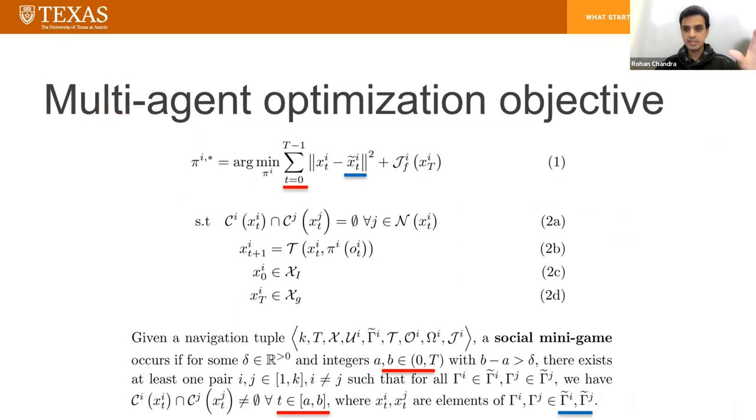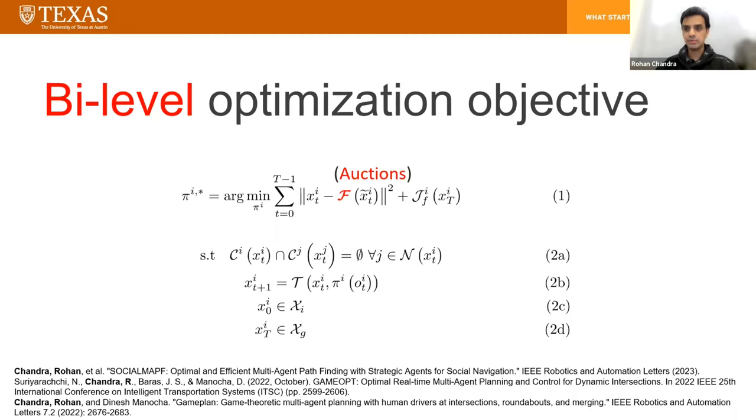Instead of solving this in a single stage manner, we solve it in a double stage manner. We use auctions to compute a turn-based ordering over the agents, which is acceptable to all the agents. And then we follow it up with a bottom level motion planner, like MPC or DWA or RRT.